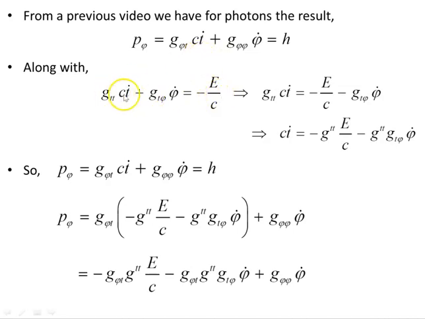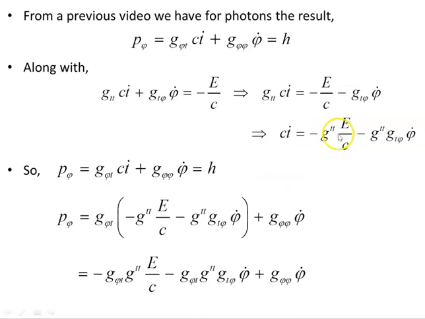So from this second equation here, we're going to rearrange and solve for c t dot by itself. With g tt, c t dot is minus E on c minus g t phi phi dot. We did all of this with the massive particle case. It's the same sort of thing, but the equation is a bit different here because we're dealing with the massless case. Multiplying through by the inverse metric term gives us minus g tt, E on c minus all of this.